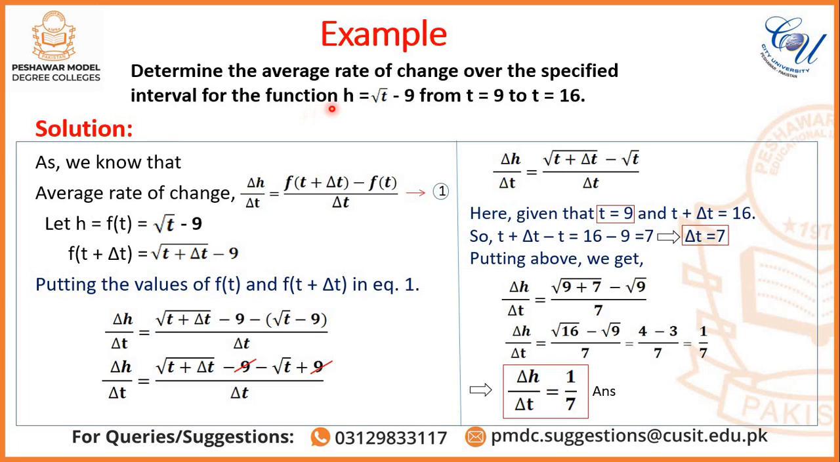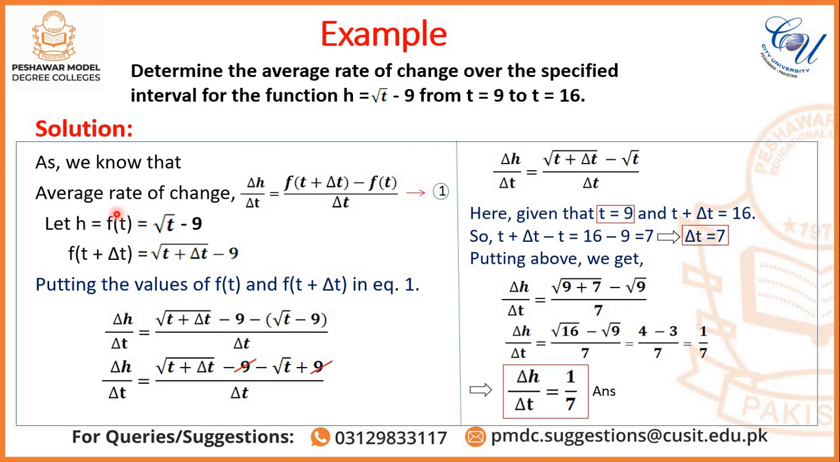As the function is given as h, here we will write the formula for average rate of change as del h divided by delta t is equal to, as h is a function of variable t, f of t plus delta t minus f of t whole divided by delta t. We call it equation number 1. Now let h is equal to f of t is equal to under root t minus 9.